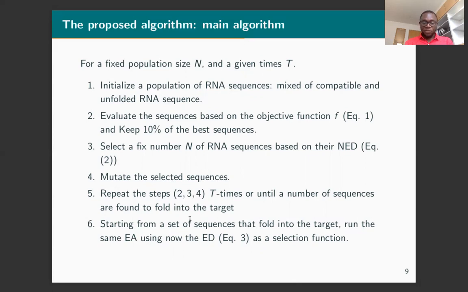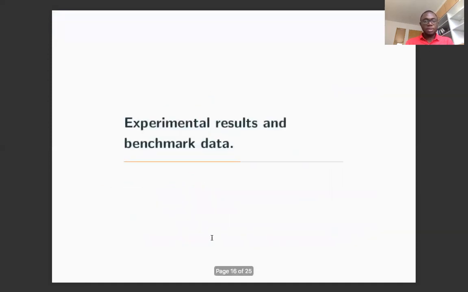After finding those subsets, we can then start refining those sequences by just changing the second objective function, replacing it in the same evolutionary setting by the ensemble defect one, the third one mentioned earlier.